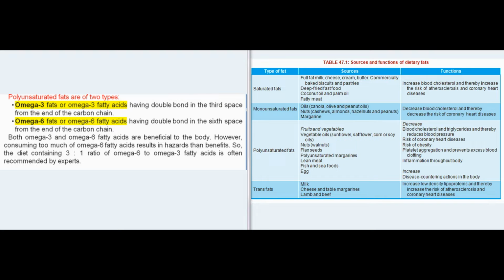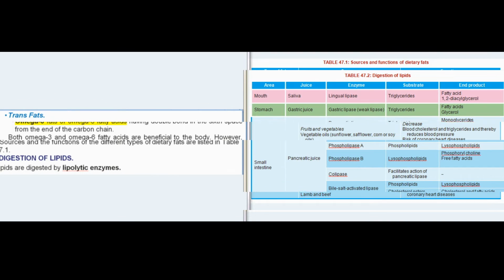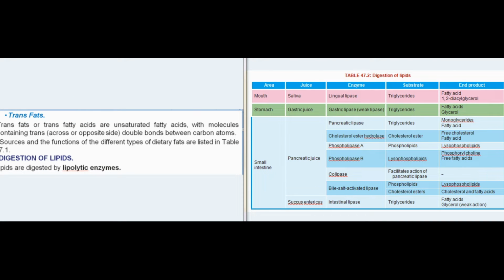Both omega-3 and omega-6 fatty acids are beneficial to the body. However, consuming too much of omega-6 fatty acids results in more hazards than benefits. So, a diet containing a 3:1 ratio of omega-6 to omega-3 fatty acids is often recommended by experts. Trans fats. Trans fats or trans fatty acids are unsaturated fatty acids, with molecules containing trans, across or opposite side, double bonds between carbon atoms. Sources and the functions of the different types of dietary fats are listed in Table 47.1.